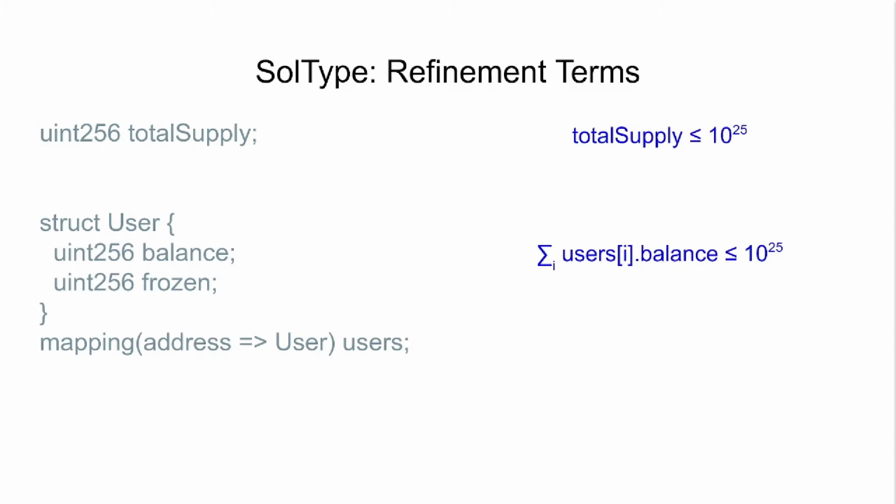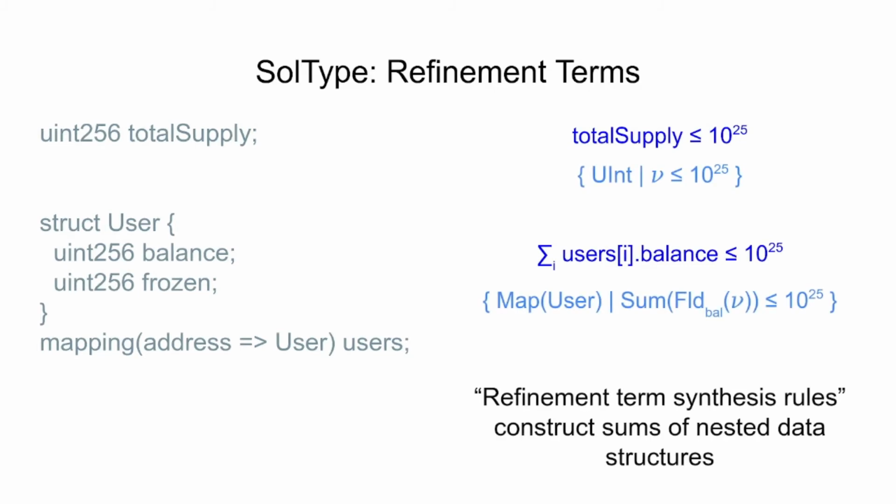Smart contracts often store numerical quantities, such as user account balances or total amount of currency in circulation, in data structures like mappings and structs. Thus, SolType incorporates refinement terms that express relational algebra-like aggregation properties over nested data structures. In particular, a set of refinement term synthesis rules are used to synthesize sums of nested mappings and structs in a type-directed manner. These sum terms are then incorporated into the typing rules for mappings.